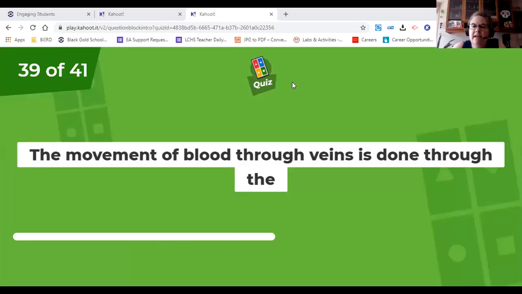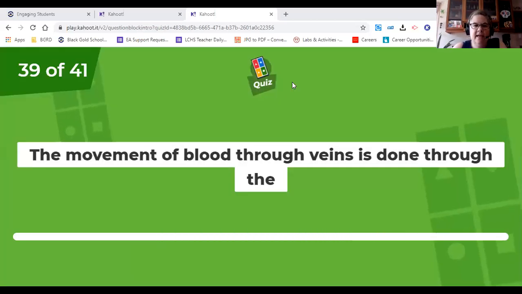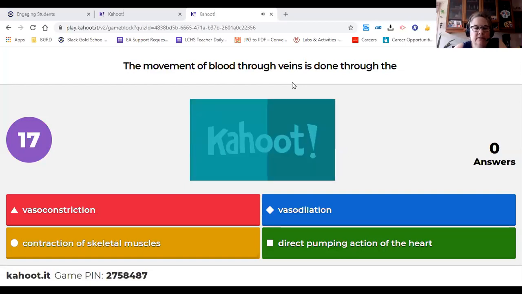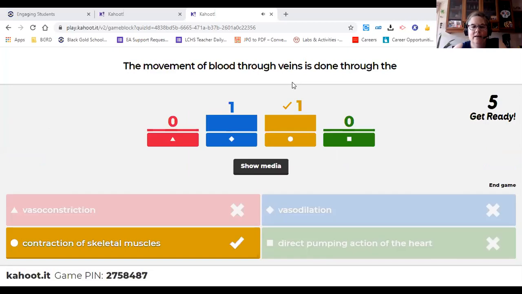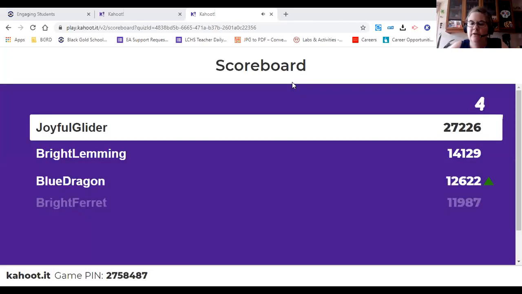The movement of blood through the veins is done through. So how does blood get through the veins? Vasoconstriction, contraction of skeletal muscles, vasodilation, direct pumping action of the heart. Ooh, contraction of the skeletal muscles is what's going to push it up, not vasodilation, because it gets bigger. We're not going to have any push there. Okay, Blue Dragon, moving up a bit.